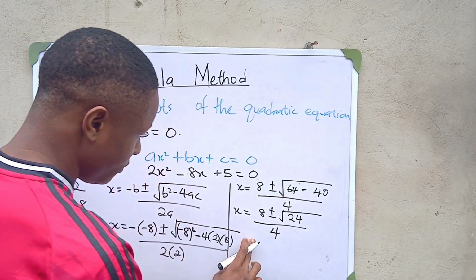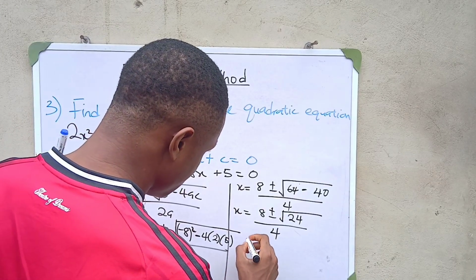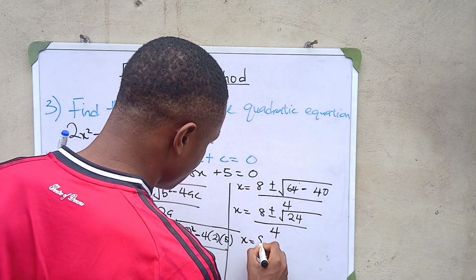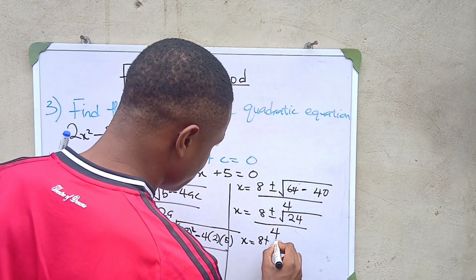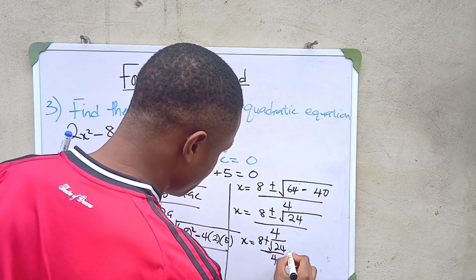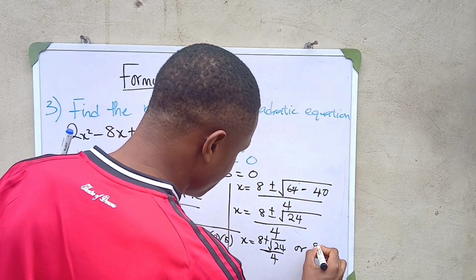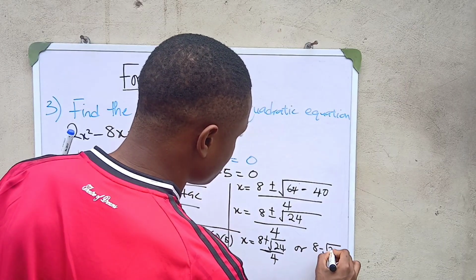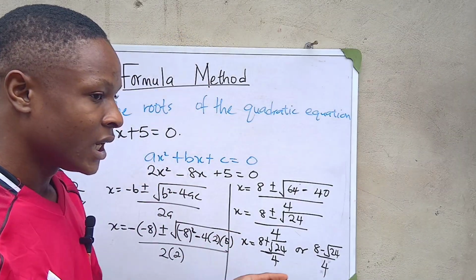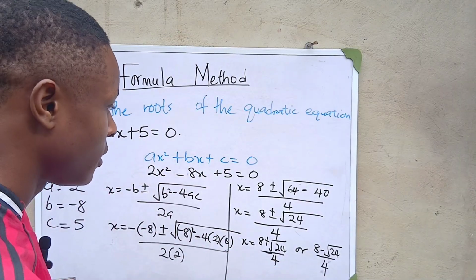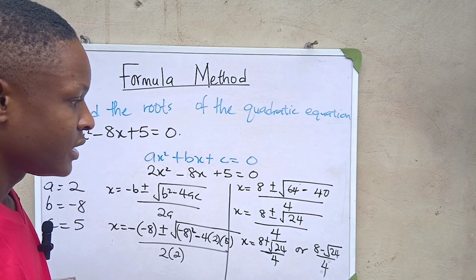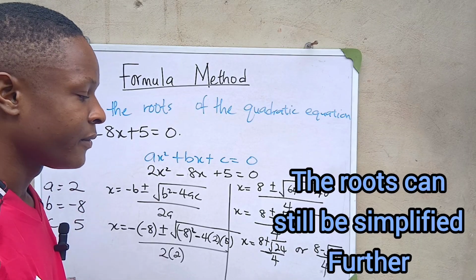So our solution therefore is x is equal to 8 plus square root of 24 over 4, or 8 minus square root of 24 over 4. These are the roots of the equation. 8 plus square root of 24 over 4, or 8 minus square root of 24 over 4.